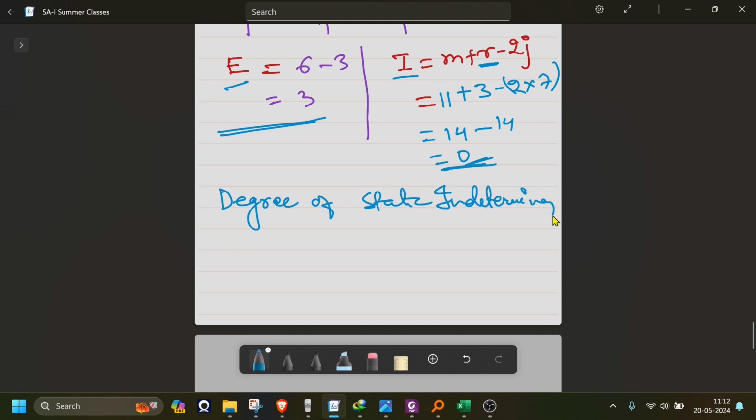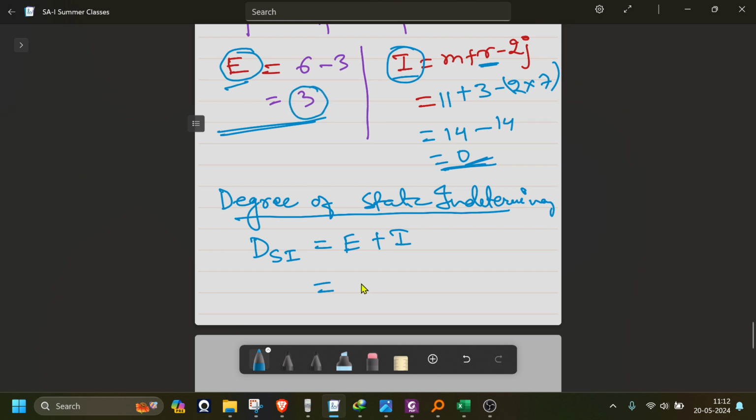What is the degree of static indeterminacy? I say DSI equals the sum of external indeterminacy and internal indeterminacy, right? Now, can you tell me the degree of external indeterminacy for this truss? It is 3 plus 0, that is 3. So the degree of static indeterminacy for this structure is 3.